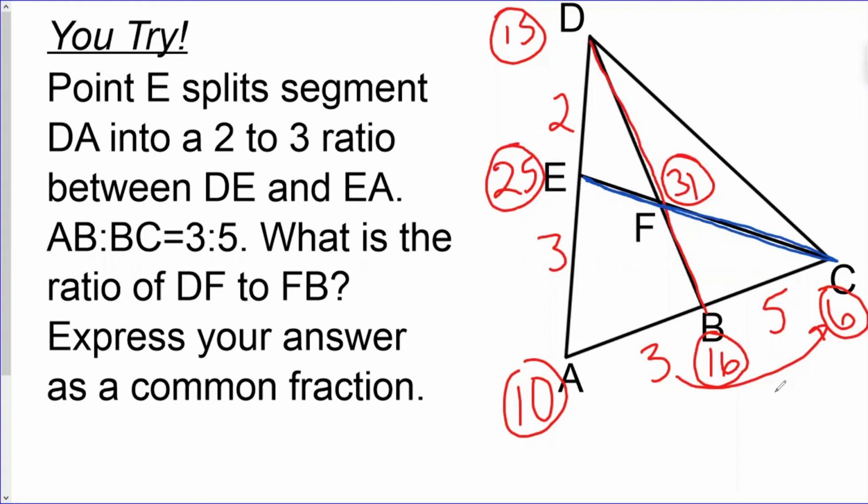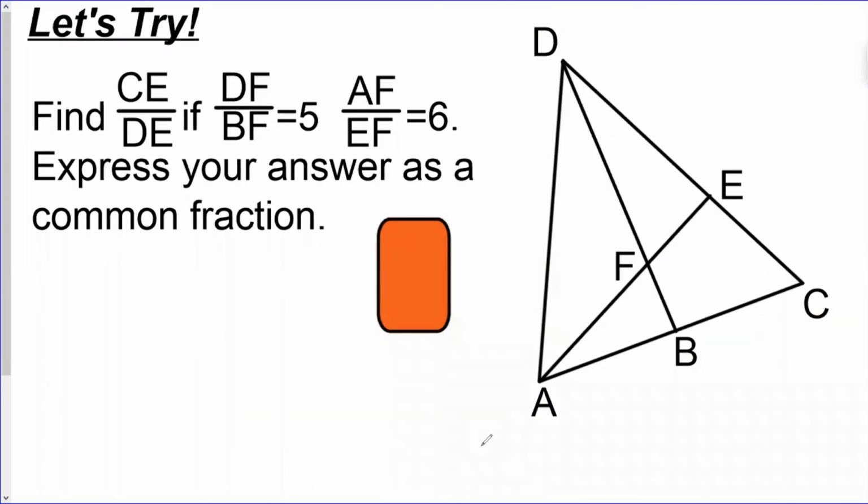Now, our goal is to figure out the ratio between DF and FB. So if this is DF right here, and B has a mass of 16, that means that DF would be 16. And that also tells us that with a mass of 15 at D, we would have FB be 15. Our goal is to figure out DF to FB, so our ratio would be 16/15. Let's try another problem out.